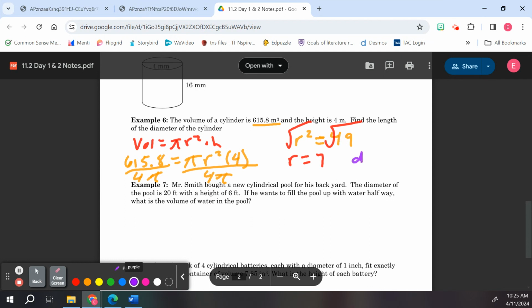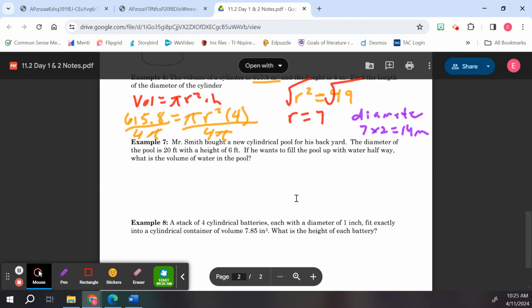To finish this, we're going to take the square root of each side. So I get r is equal to 7. Now, if I want a diameter, I'm going to take 7 and multiply it by 2, which gives me a total of 14. It'll be 14 meters. I'm going to give you guys a warning. You need to start using units, okay?